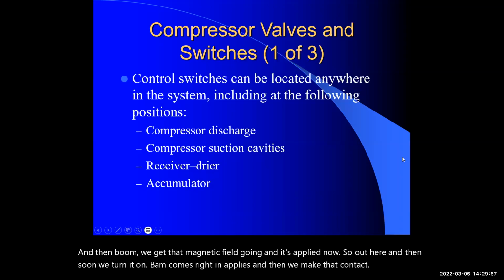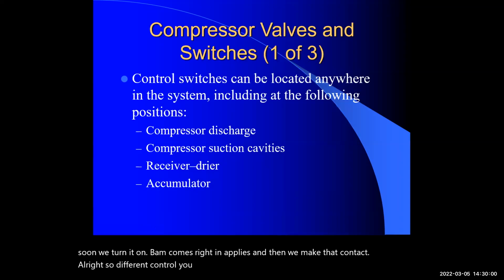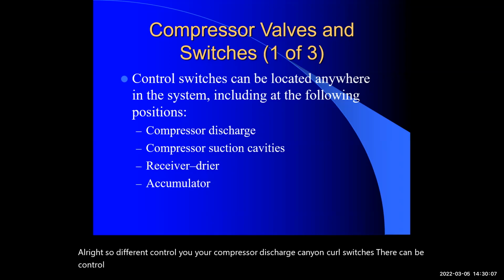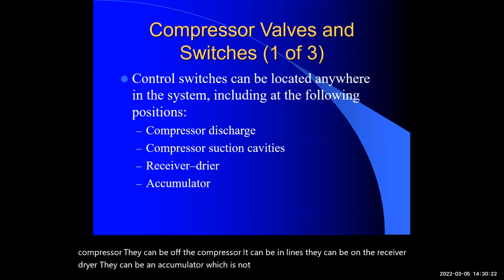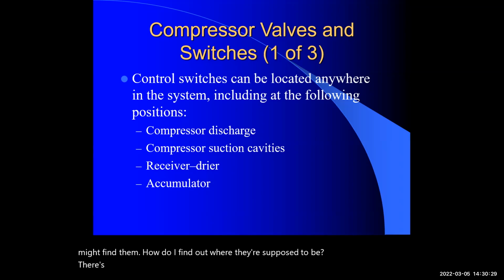All right, so different control, compressor discharge, control switches. The switches can be all over the place. They can be on the compressor, they can be off the compressor, they can be in lines, they can be on the receiver dryer, they can be on an accumulator, which is not uncommon. So there are different places you might find them. How do I find out where they're supposed to be? Well, there's lookup information for this also.